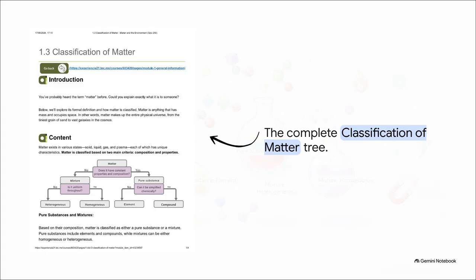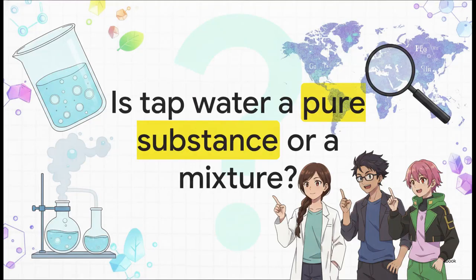So let's look at our complete classification tree one last time. I want you to firmly cement this flowchart in your mind because you now have the tools to classify any matter you find. You see a physical sample. Ask yourself, does it have constant properties? If yes, it's a pure substance. Is it one type of atom? Element. Multiple elements bonded? Compound. If it doesn't have constant properties, it's a mixture. Does it look totally uniform? Homogeneous. Can you see the different parts? Heterogeneous.